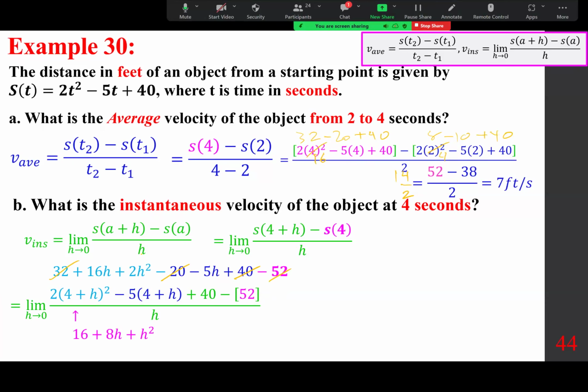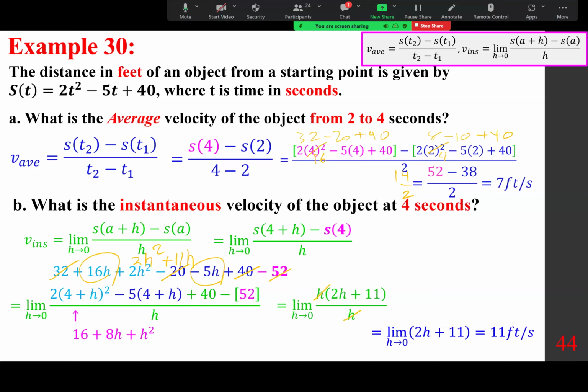The numerator has a 2H squared plus 11H. So we factor out the H. And we take a limit of 2H plus 11 as H approaches 0, which is 11 feet per second. As far as the units are concerned, units of the numerator over the units of the denominator, feet per second. V is dV dt, the units of the numerator over the units of the denominator, the same thing.